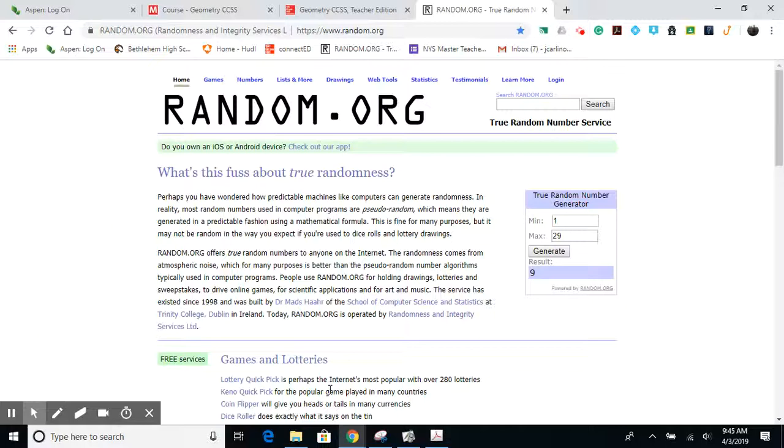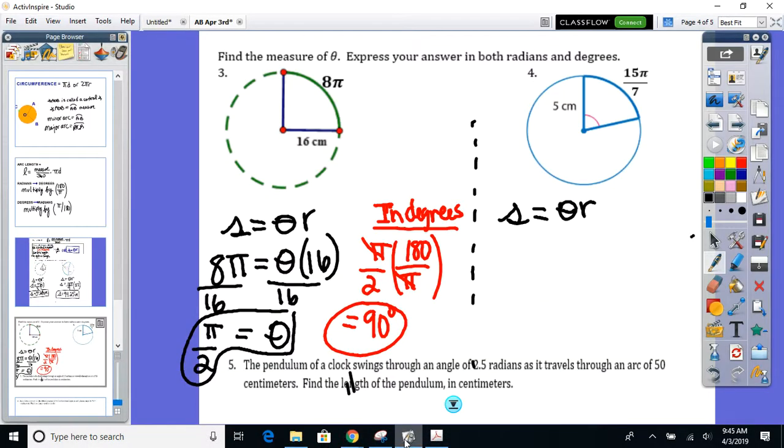What's my arc length in this case? 15 pi over 7 is equal to theta times radius of 5. Still divide both sides by what? Divide both sides by 5.